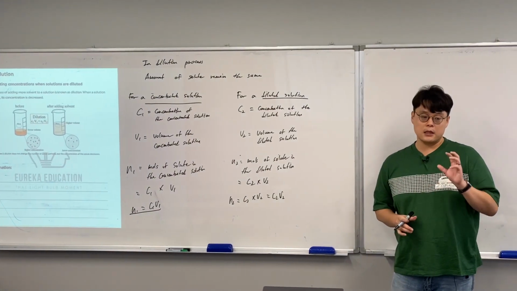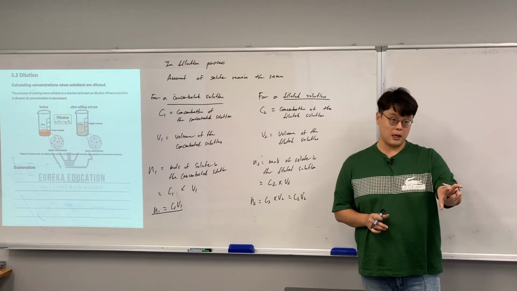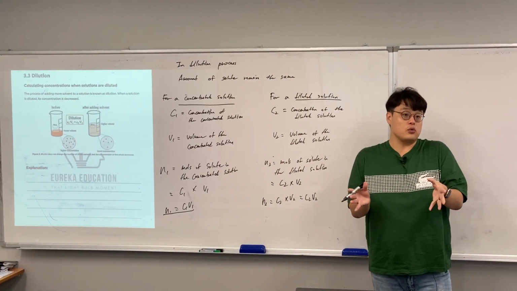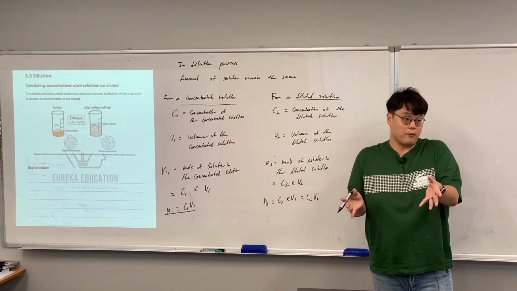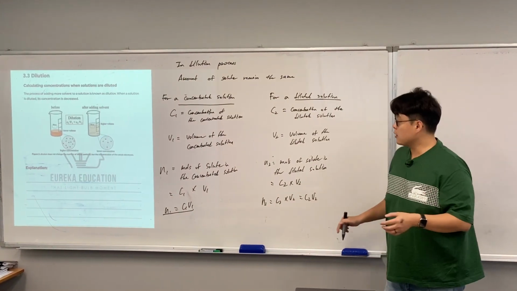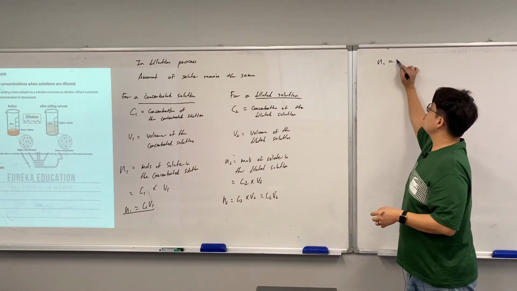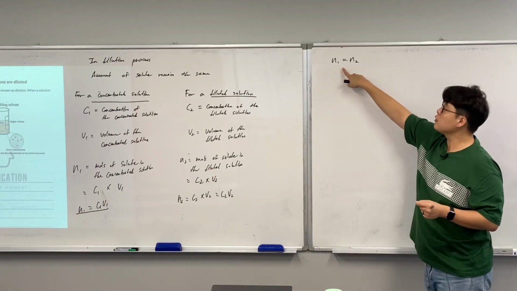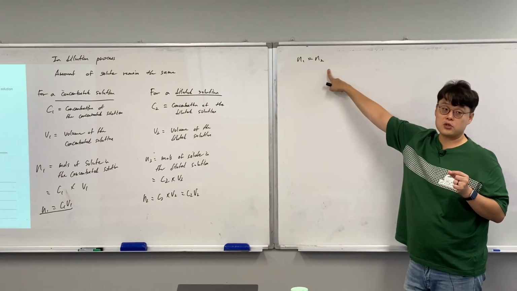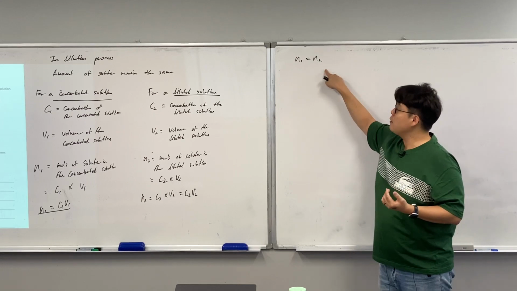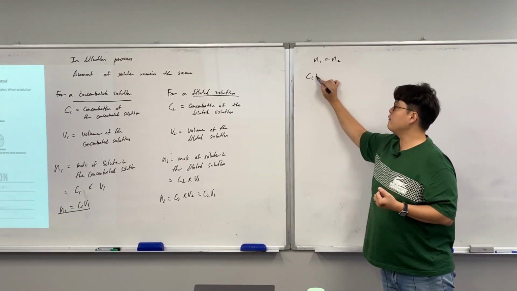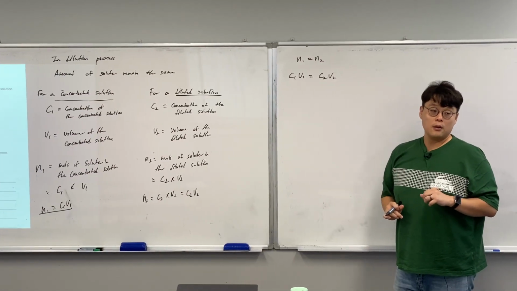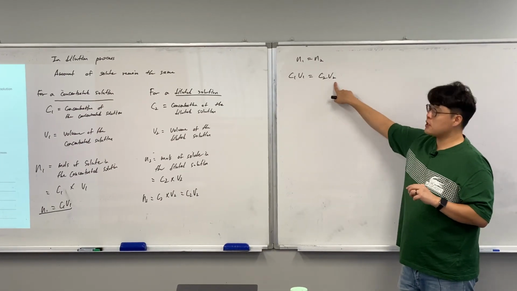But remember that even though I put the extra water in that bottle, I still have two tablets. I did not change any of the solute mass. Which means that N1 and N2, the number of moles in your concentrated solution, must be exactly the same as the number of moles in the diluted solution, because we didn't add any solute inside. Bring up the formula C1 V1 equals C2 V2 like this, where V2 is now the final volume.